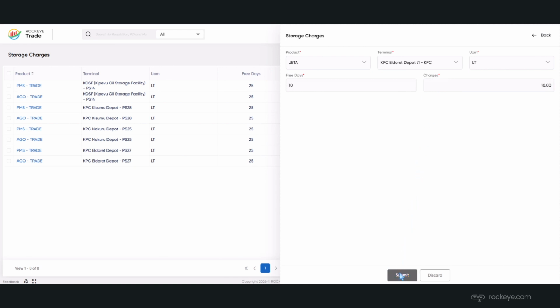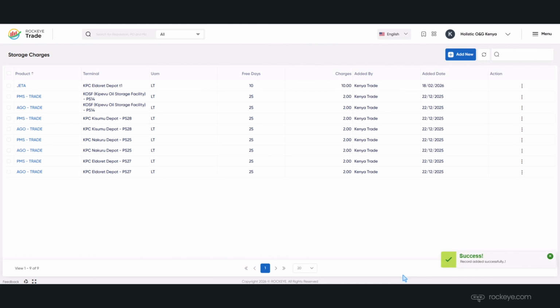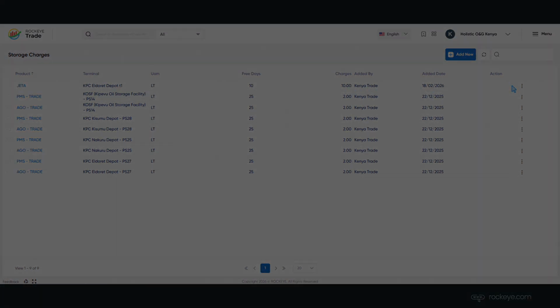Saving the configuration updates the system and enforces these rates for future transactions. The updated list confirms the new rate structure is active for the product. Proper charge definition ensures accurate automated billing for KPC penalties once free days are exceeded and protects operational margins.